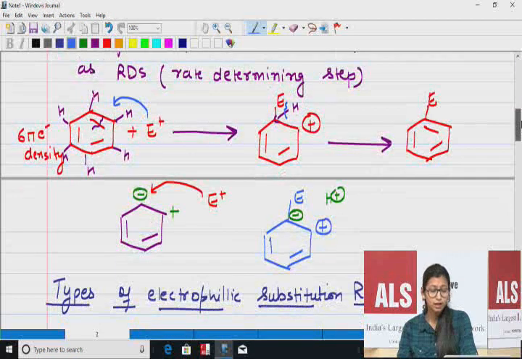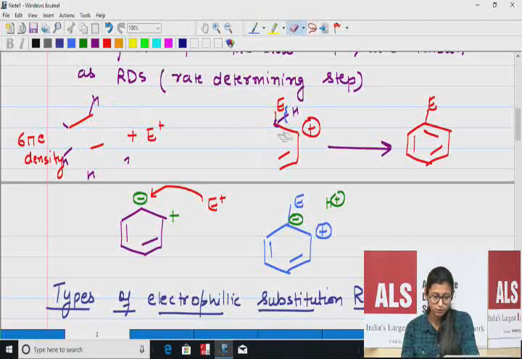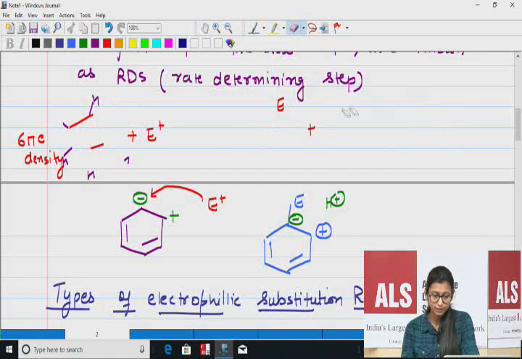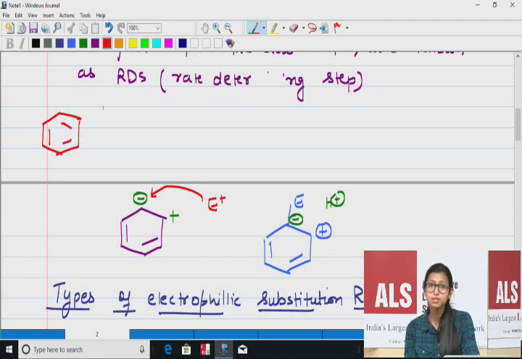Okay, I guess you people were not there. Once again, I am telling everyone, I am writing all the things again. Quickly, just try to understand it very quickly. Please pay attention. This was the benzene, right? We have an electrophile, so the electrophile wants to go and attack the ring.